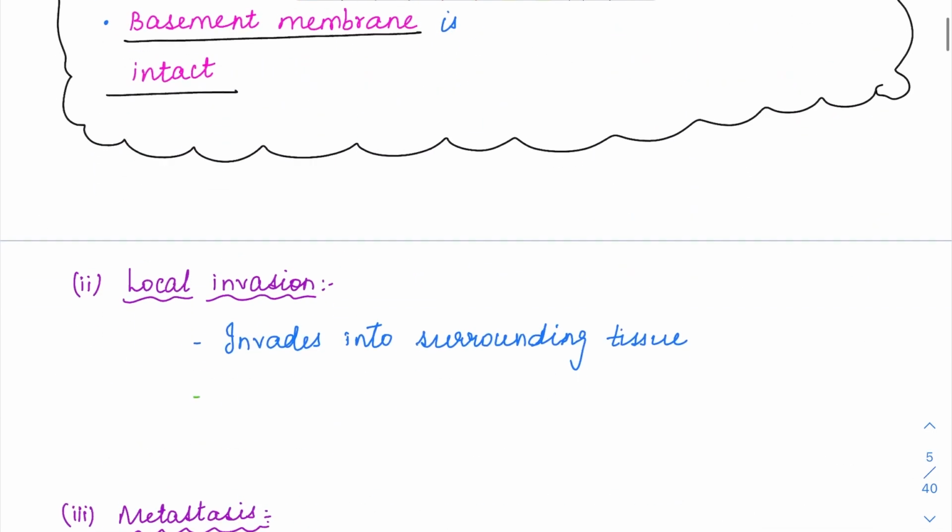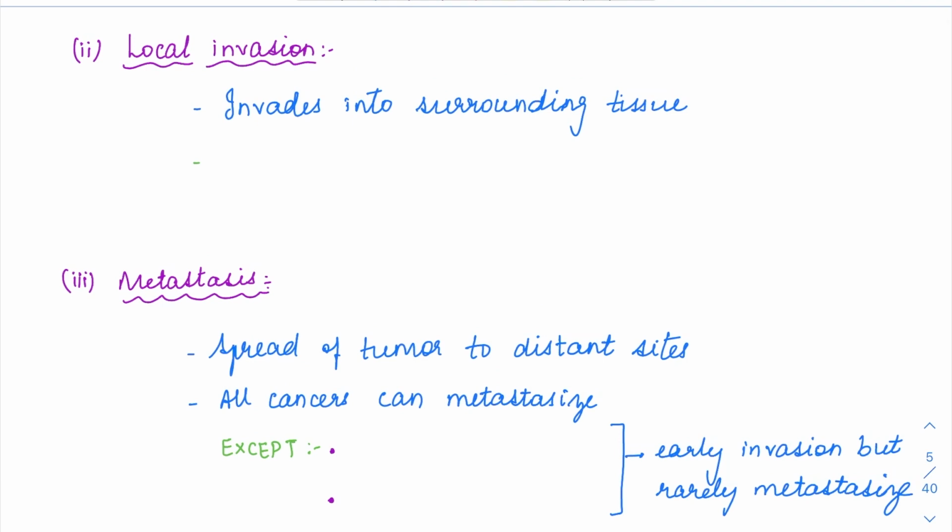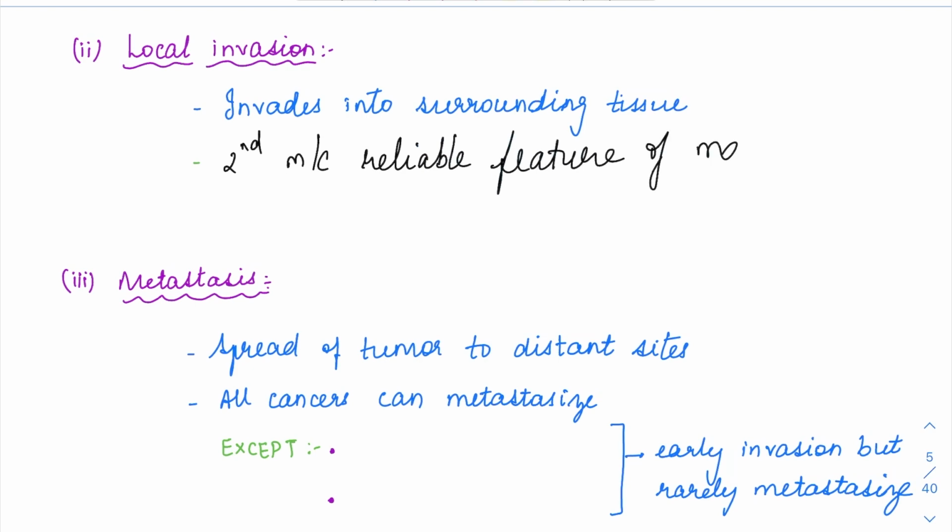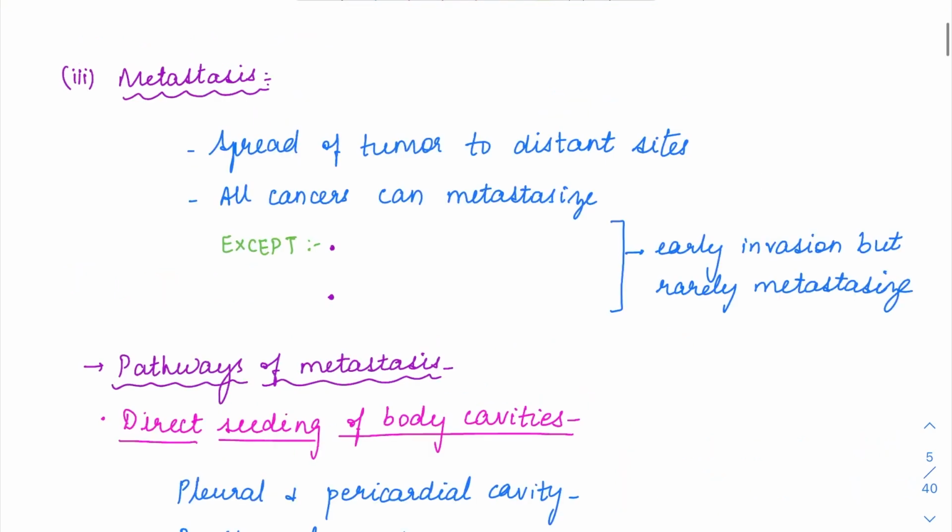Then the second feature of malignancy is local invasion. It can invade into the local surrounding tissue, that is, it infiltrates the surrounding tissue. It is the second most reliable feature of malignancy. Then thirdly, we have metastasis. Metastasis simply means there is spread of the tumor to a distant site which is not in continuation with the primary site.